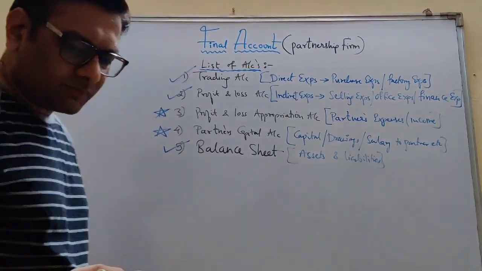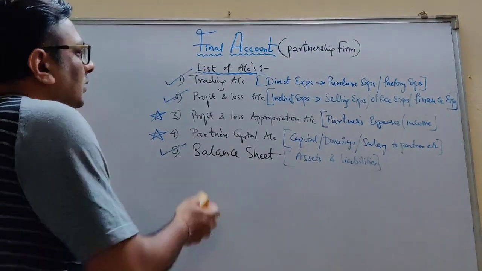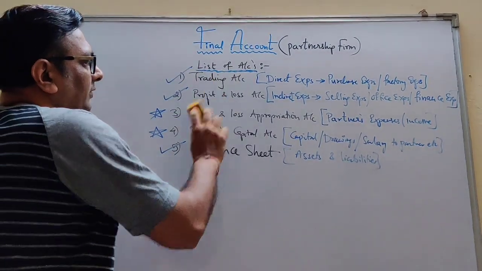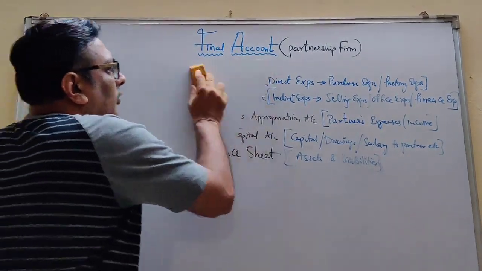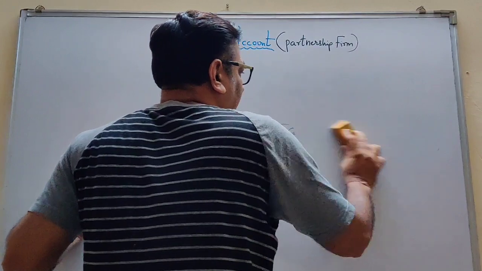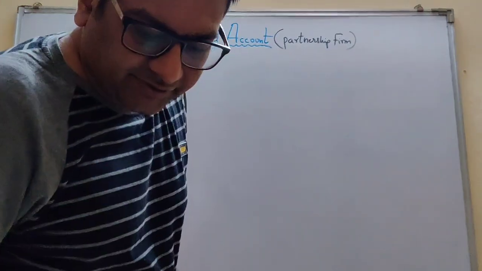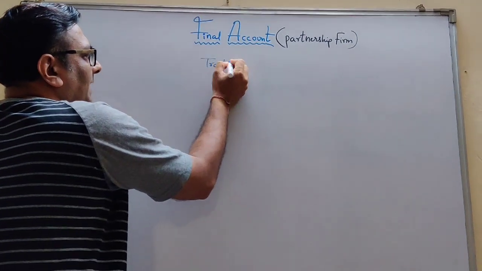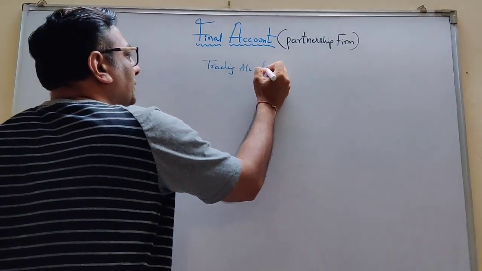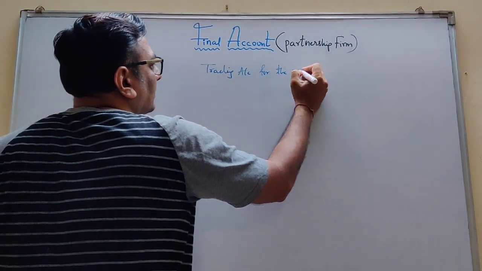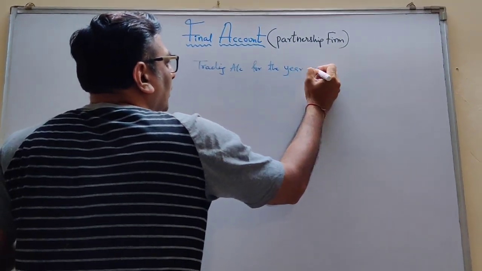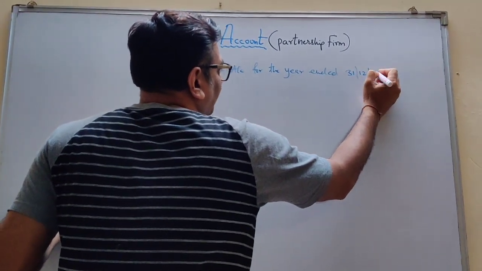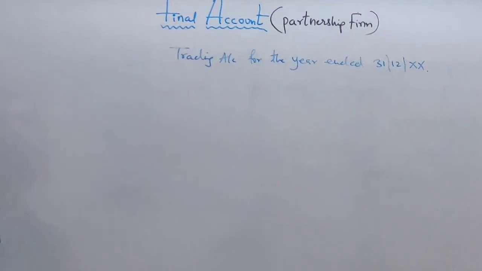And now I am going to explain how we make a trading account. I am going to give you a format for making a trading account. So in this video we are going to focus only on trading account. When you make a trading account, students, I want you to write in full: trading account for the year ended 31st December, whatever year they have given to you in the sum.